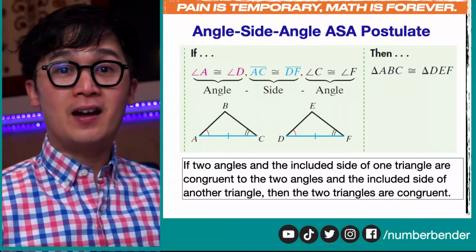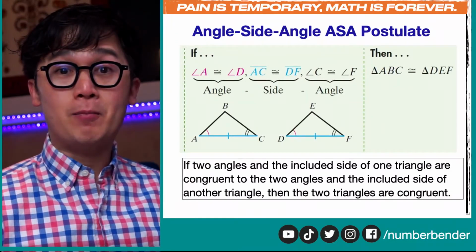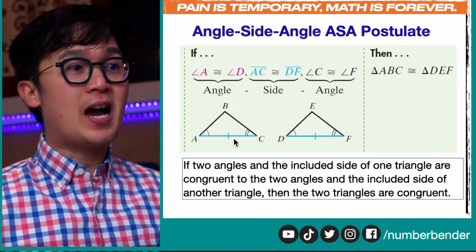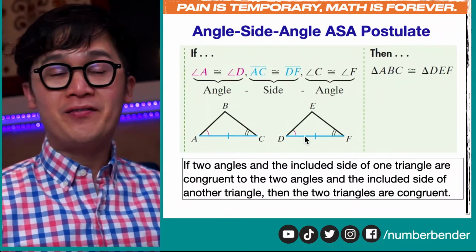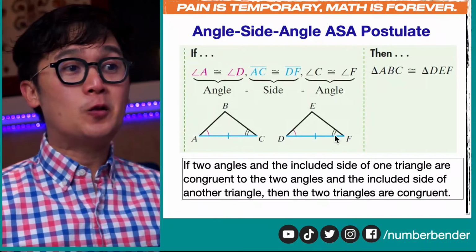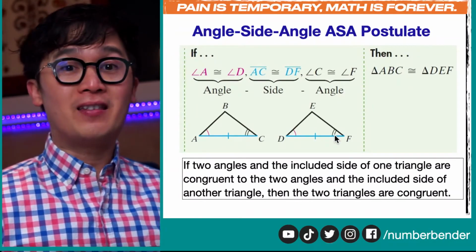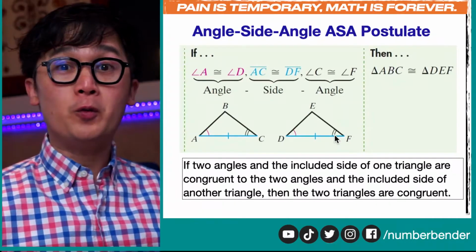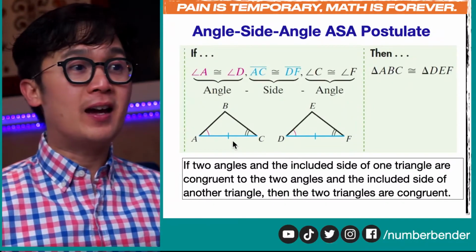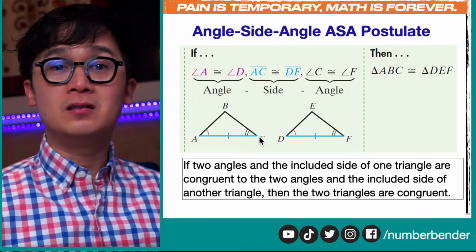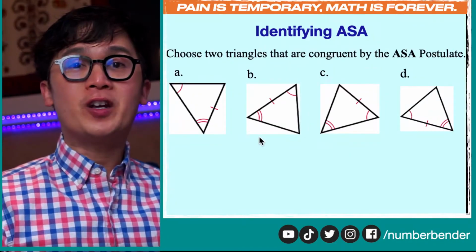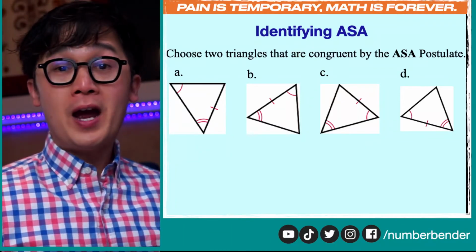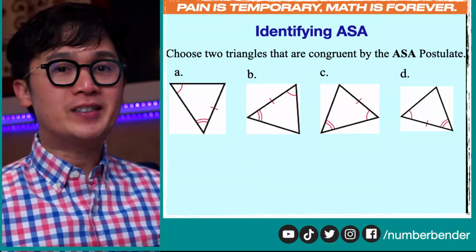This is basically the conditional statement for the ASA postulate, wherein we are seeing that angle A is congruent to angle D, and side AC is congruent to DF, and angle C is congruent to F, and we notice that they are also corresponding. Therefore, triangle ABC is considered to be congruent to triangle DEF using the angle side angle postulate. So let's see if we can use the ASA postulate and choose the congruent triangles based on the four triangles that we are seeing on the screen.